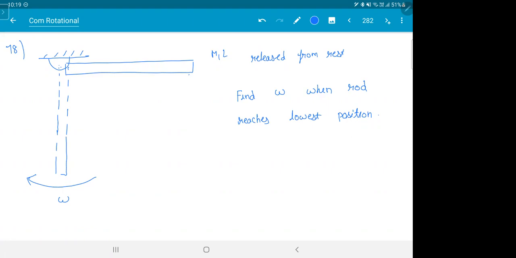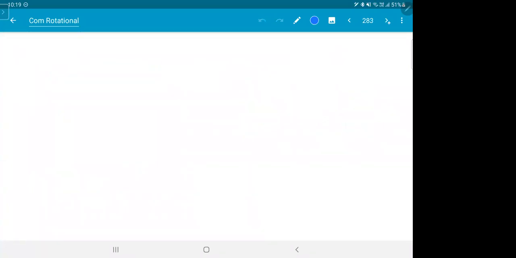Any doubts? Anything you didn't get? Let me show you one. Others, keep your cams on. Tell me one thing. When you say potential energy of a rod, which point do you take? Center of mass, no?